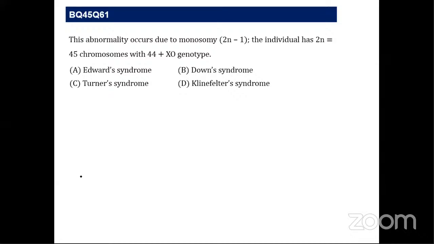Now, next, the abnormality occurs due to monosomy. The individual has 2n equals 45 chromosomes with 44 plus XO genotype.